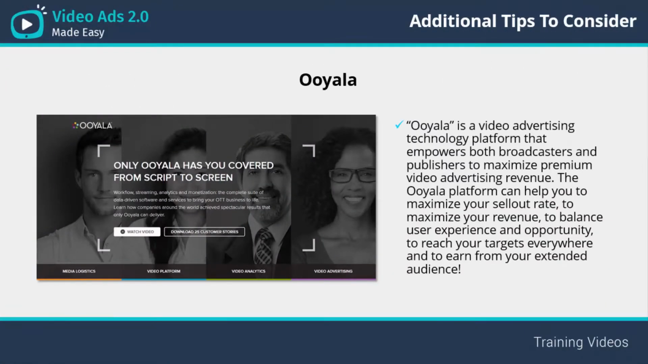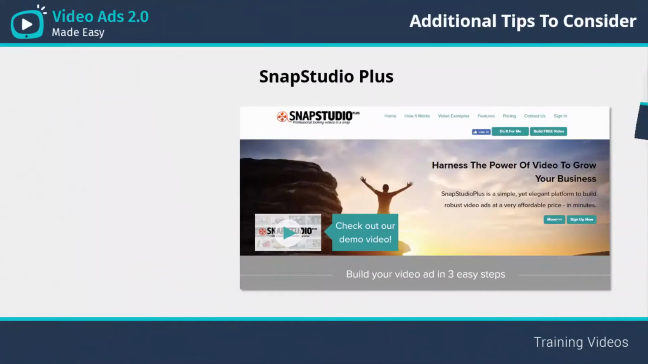Ooyala. Ooyala is a video advertising technology platform that empowers both broadcasters and publishers to maximize premium video advertising revenue. The Ooyala platform can help you to maximize your sellout rate, to maximize your revenue, to balance user experience and opportunity, to reach your targets everywhere, and to earn from your extended audience.